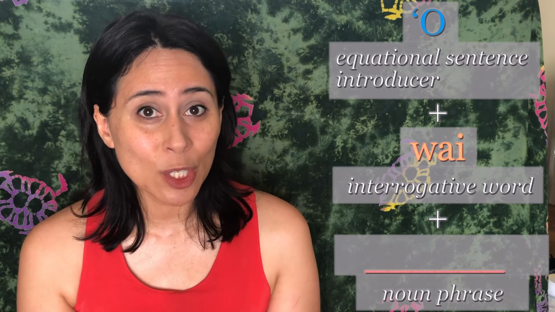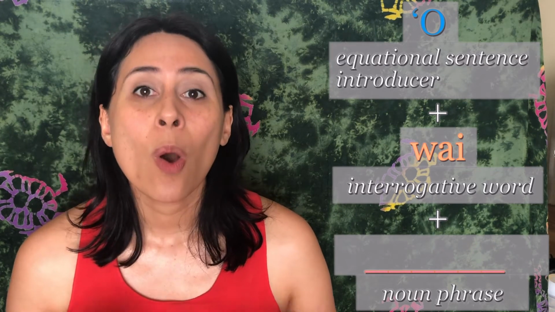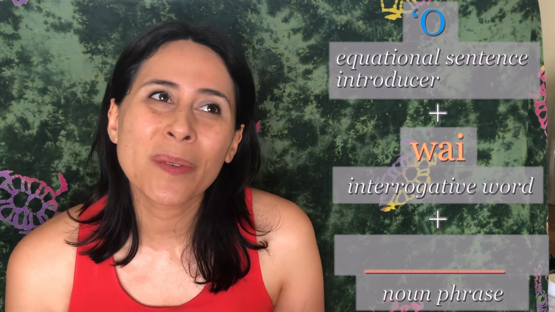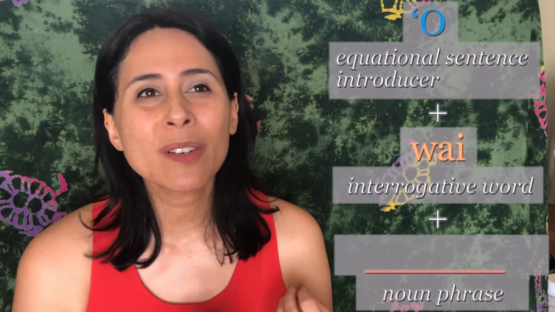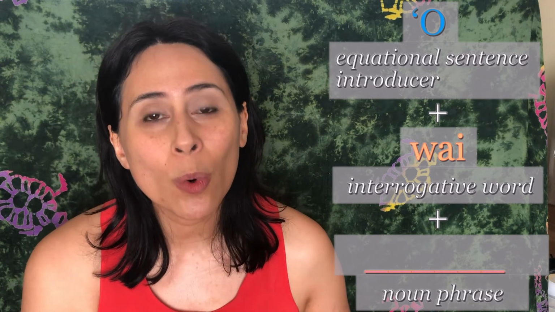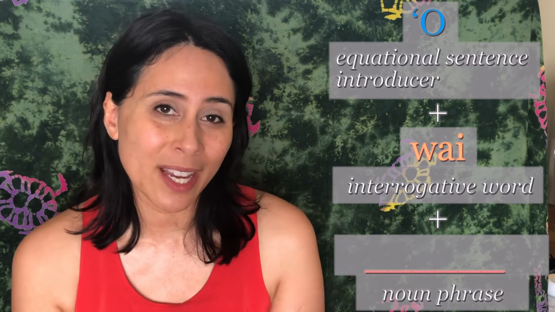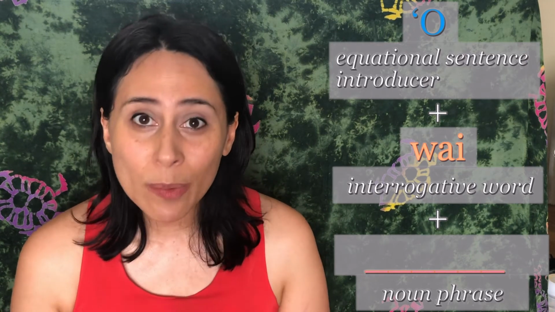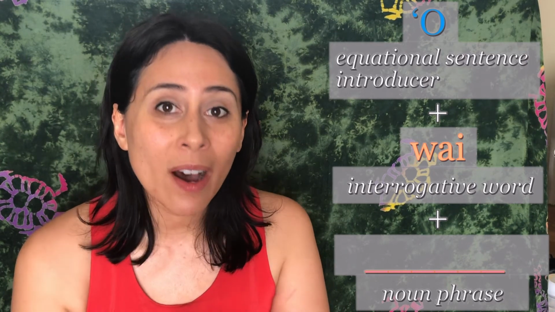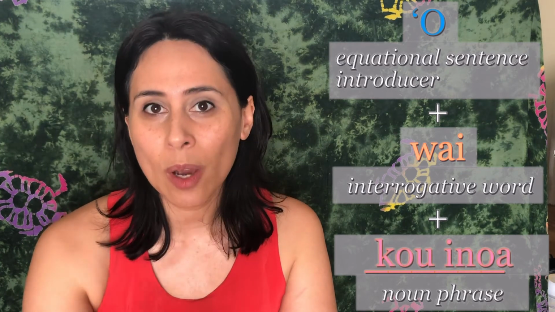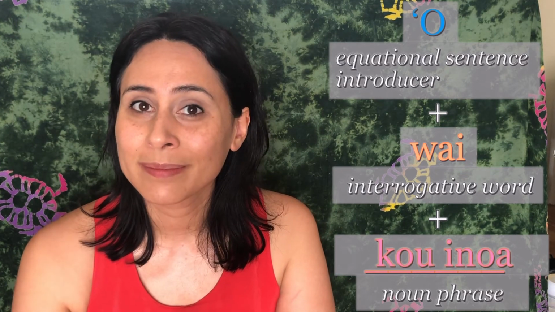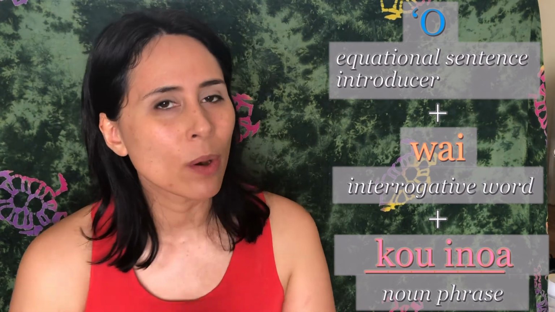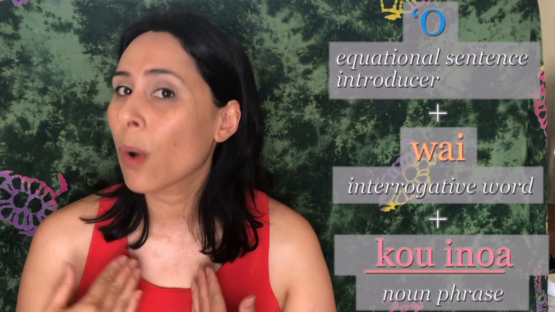And this is actually a useful sentence for what is your name. In Hawaiian, even though we say what in English, you would still use the interrogative word who, wai, for a question like that, because the name is so much part of a person. So it would still be o wai ko inoa for your name. And that's a useful conversation starter, right? O wai ko inoa. O Laura ko inoa.